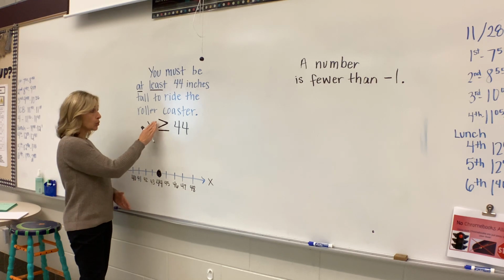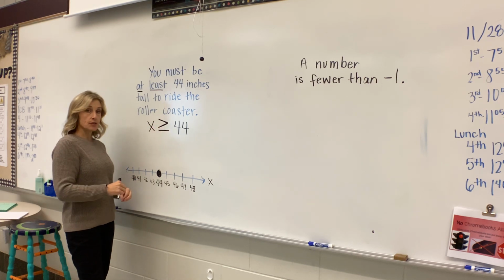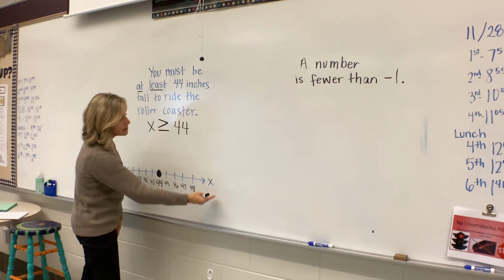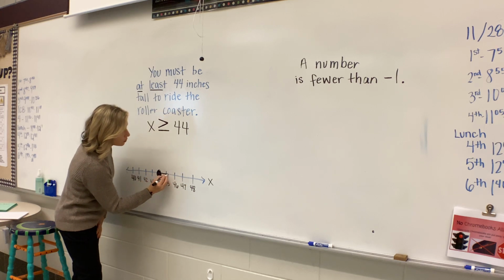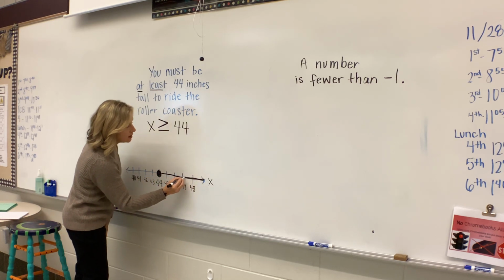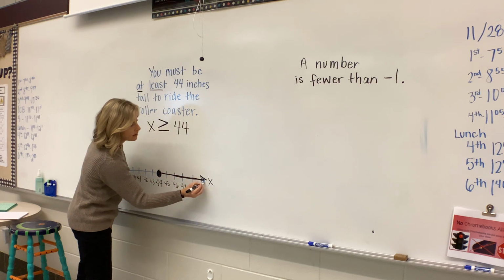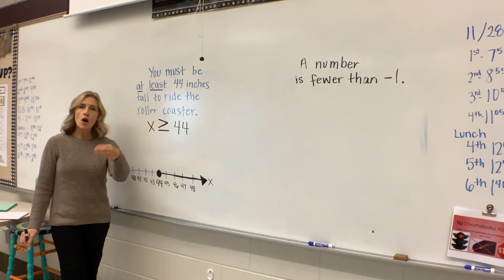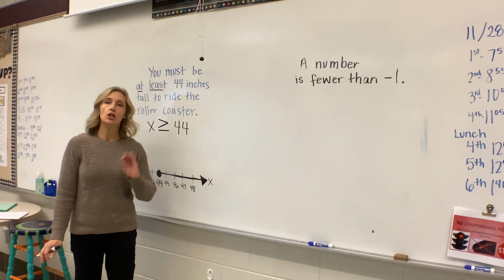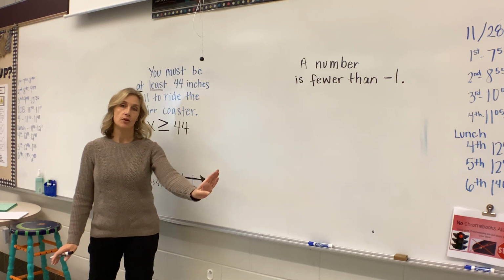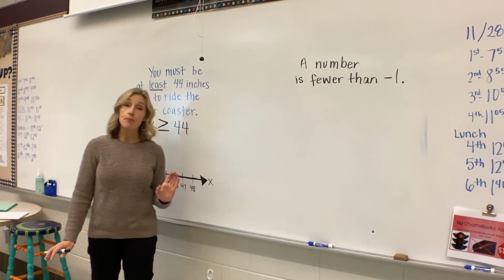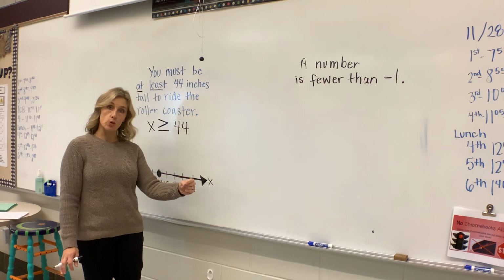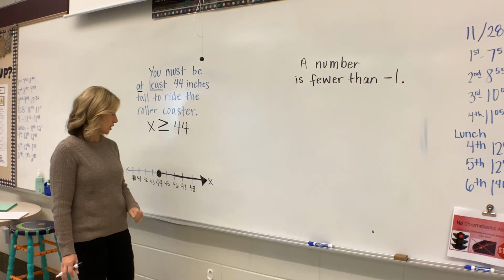And then, greater than means I'm going to shade the numbers as they're getting greater or larger than 44. This is where the numbers get larger, so I'm shading to the right. To do that, I darken the number line, and then I darken the arrow. Why would I do that? I want to show that the answers or the solutions don't stop at 48 inches, they continue. 49, 50, 51, 52. As people get taller and taller, they can still ride the ride. So I darken the arrow, which shows that the solutions continue in that direction.